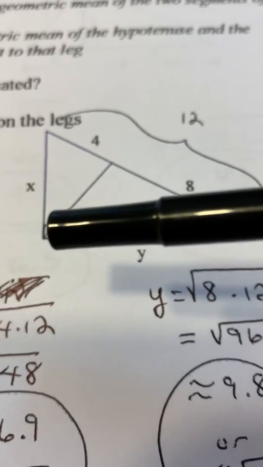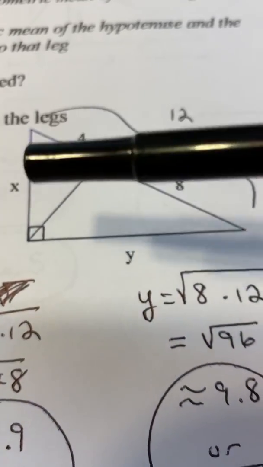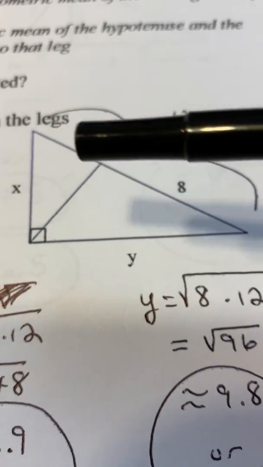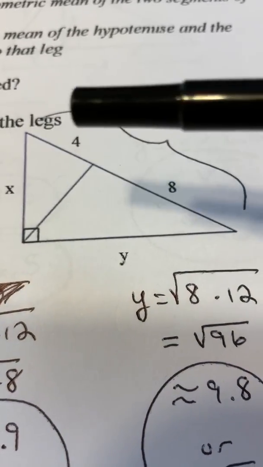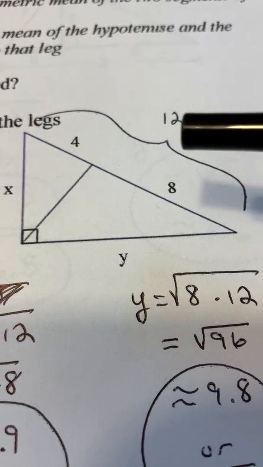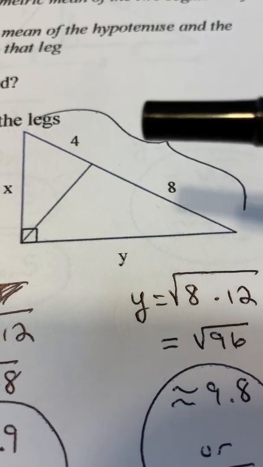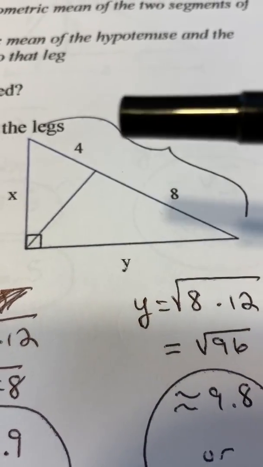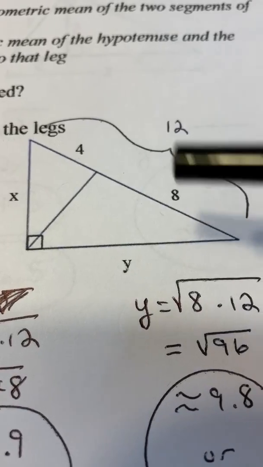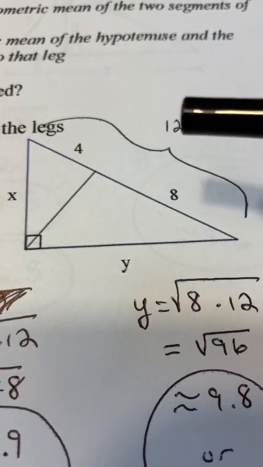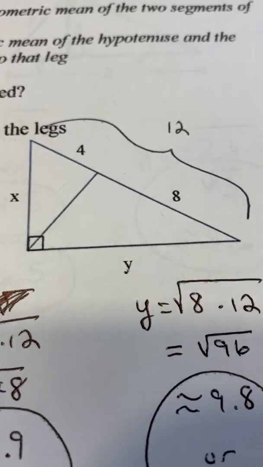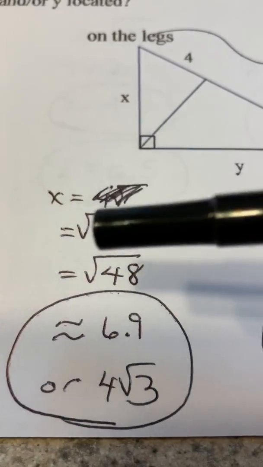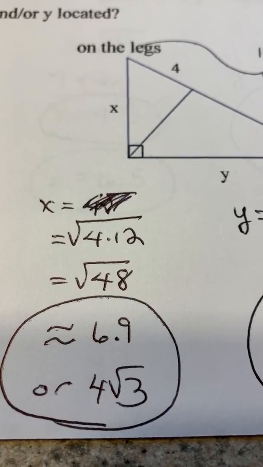What you're going to do is find this side, which is going to be the shorter part connected to it. 4 is connected to x, but 12 is the entire length. So similar to the previous problem, you're going to take the square root of two numbers, but instead of these two numbers, it's these two numbers: the side connected to it and the entire hypotenuse. So I'm going to do the square root of 4 times 12.